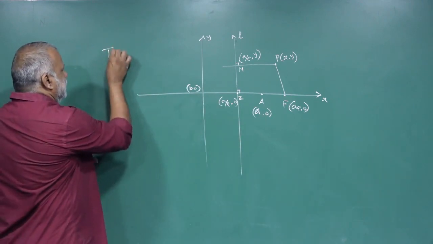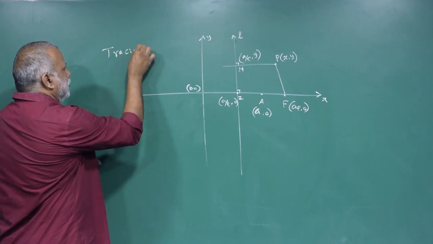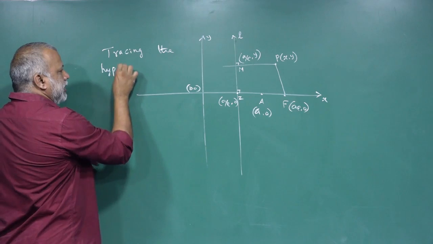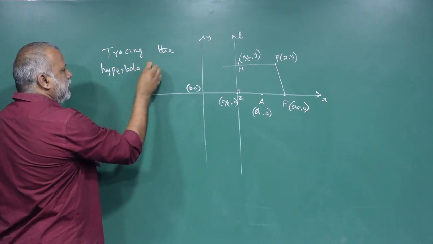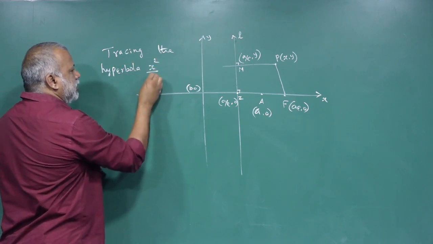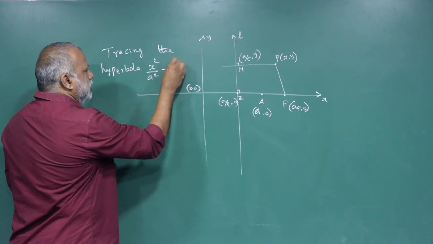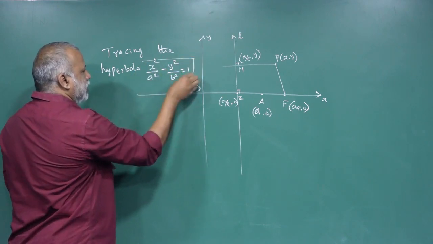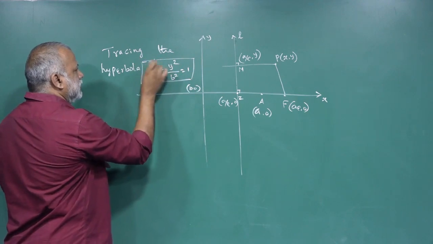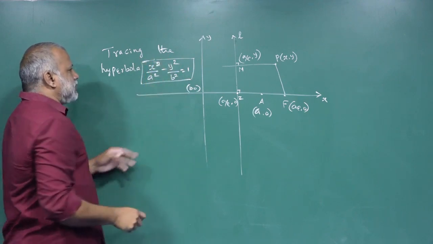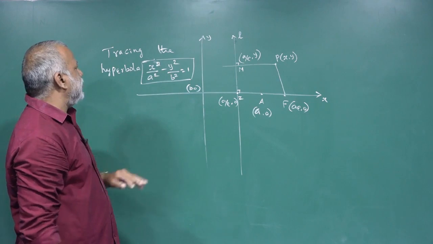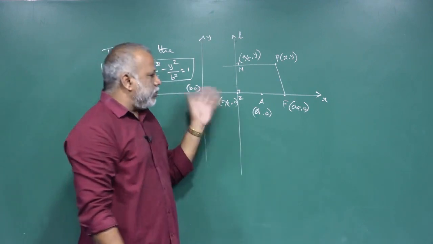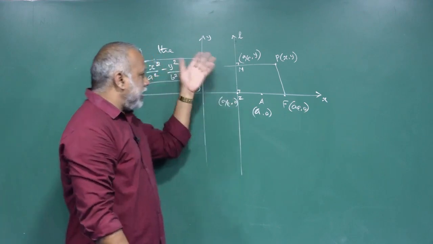See, the heading is tracing the hyperbola, x squared by a squared minus y squared by b squared equal to 1. Now we are going to trace this hyperbola, x squared by a squared minus y squared by b squared equal to 1. Tracing is nothing but analyzing. We are going to analyze this hyperbola.